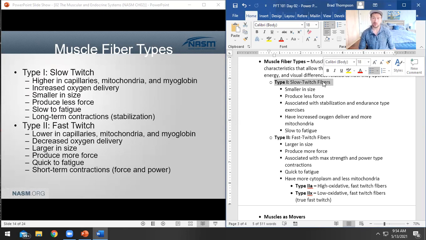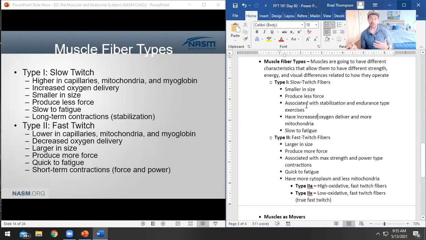The reason they're not experiencing fatigue is because they are slow twitch muscle fibers. They're type 1 fibers that have increased blood flow. They have increased capillaries, which means it's easier for them to get that blood flow. They have more myoglobin, the protein that carries oxygen, and remember, oxygen is how we produce energy. They have more mitochondria too. Because they have more mitochondria and more oxygen delivery, they're definitely more associated with stabilizing and endurance type lifting.